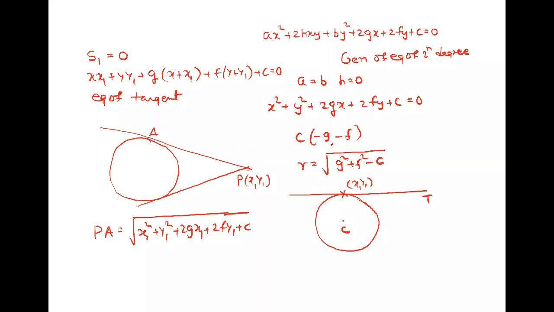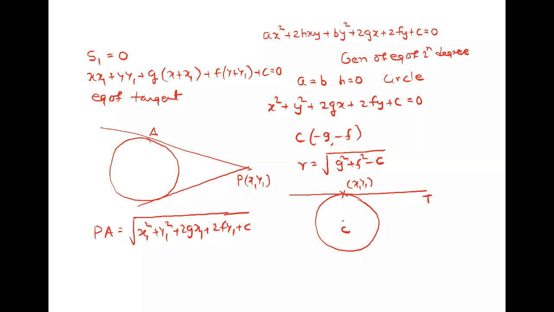ax square plus 2hxy plus by square plus 2gx plus 2fy plus c equal to 0. The general equation of second degree represents a circle when a equal to b and h is equal to 0. For our convenience, we take a equal to 1 and b equal to 1. x square plus y square plus 2gx plus 2fy plus c equal to 0. Coordinates of center is minus g, minus f. Radius equal to under root of g square plus f square minus c. So center is minus g, minus f. Radius equal to root of g square plus f square minus c.